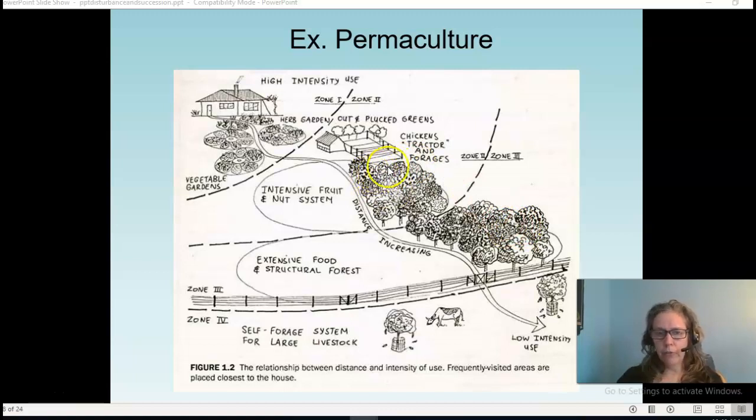Some of your nuts and fruit systems might be a little bit closer to the house. You know, some animals do need a lot of care. So chickens, for example, would be closer to the house. So these are great examples. It doesn't have to be the tropics. There are many wonderful examples of successionally developed agroecosystems in temperate areas also.